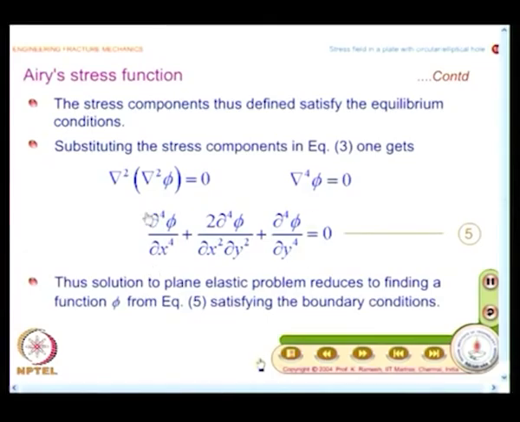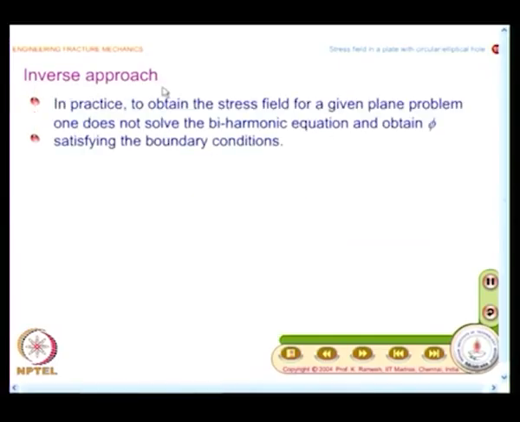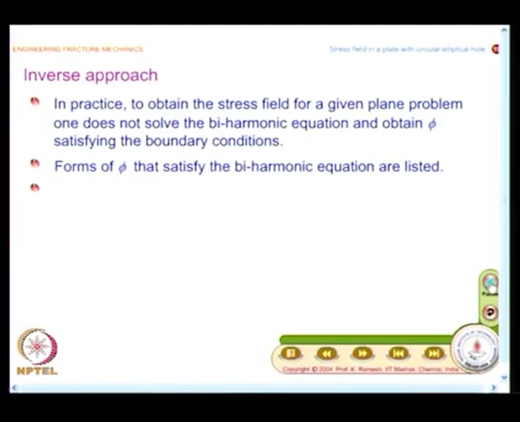Finally, we are not looking at this as a mathematical exercise. Ideally, I have to get phi satisfying this equation and the boundary conditions and solve the problem. So, I have to define the problem by specifying the boundary and evaluate phi from that, but we will not do that. What we will do is follow what is known as an inverse approach. So, what do you do in an inverse approach? We will not solve the biharmonic equation and obtain phi, but forms of phi that satisfy the biharmonic equation would be investigated. So, we do it in a reverse fashion.